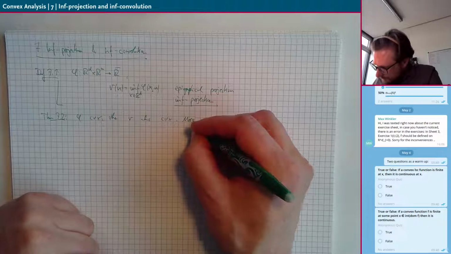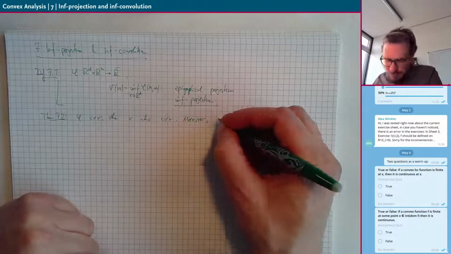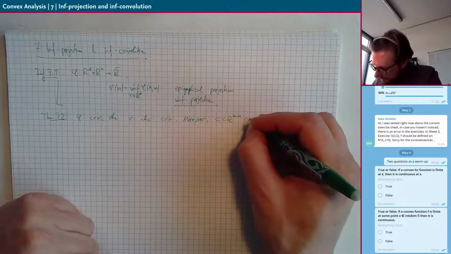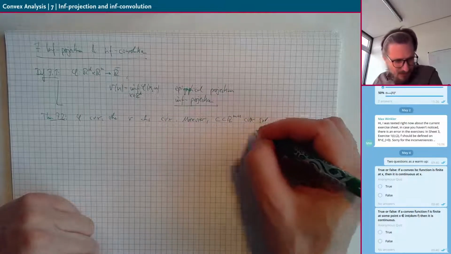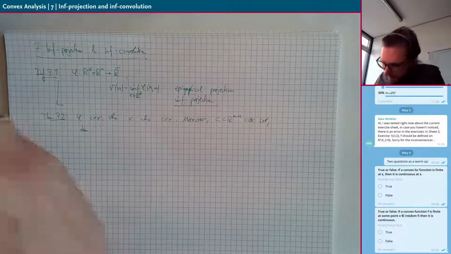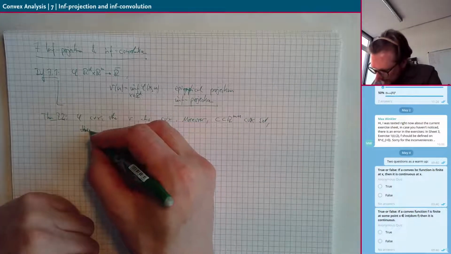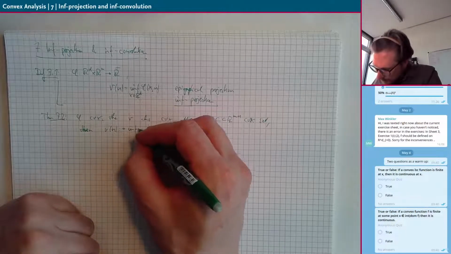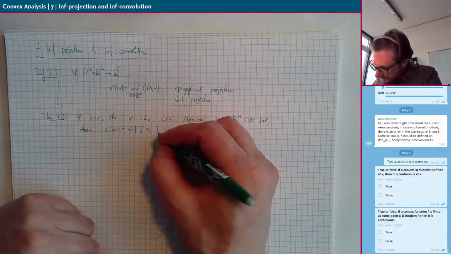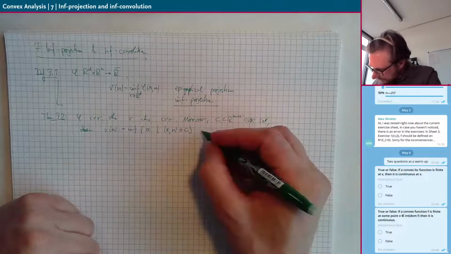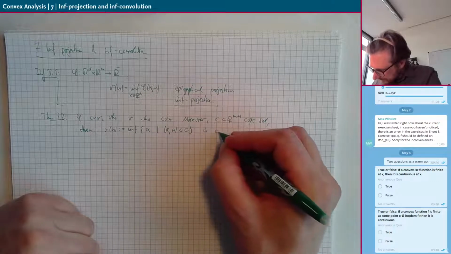And moreover, in particular, if C is a convex set in R^(m+1), then the function V of u, defined as the infimum over the values alpha such that (alpha, u) is in the convex set C, is a convex function.